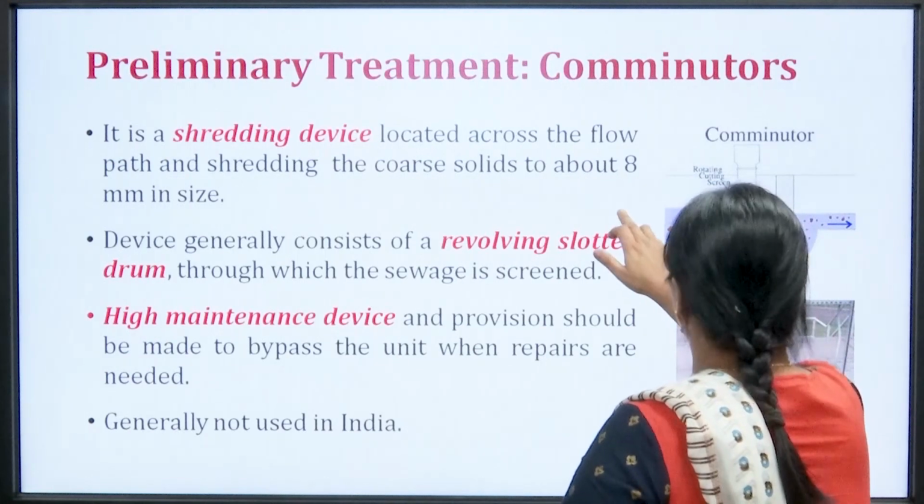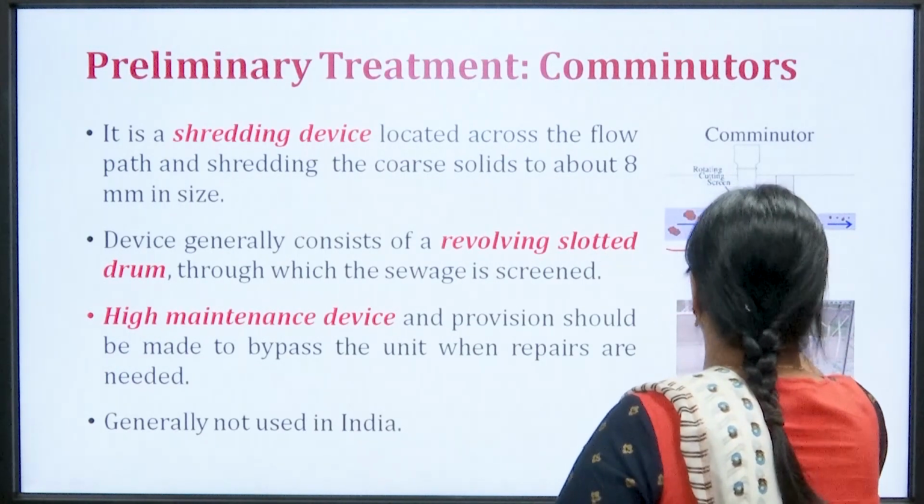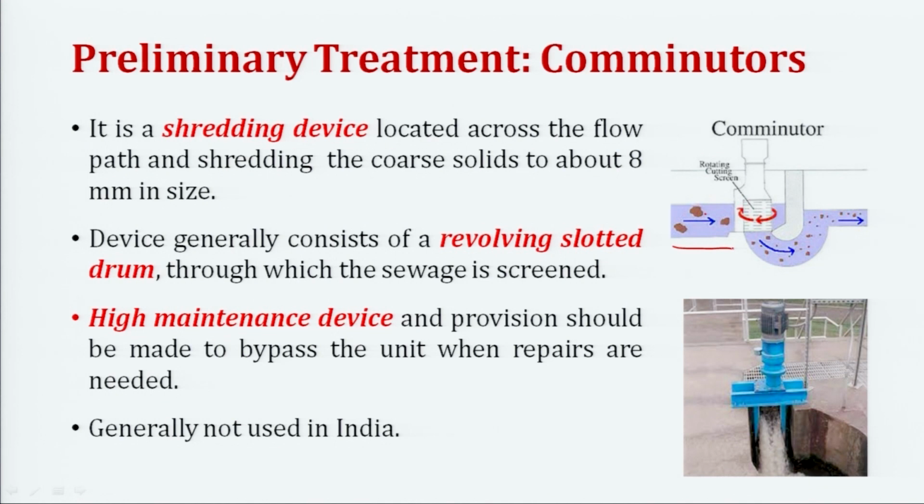All the particles are going to go inside. It is a rotating cutting machine, so it is going to shred everything into smaller particles like this. This is how it looks generally. The water will go inside, it is going to cut it into smaller pieces, and then go outside. The device generally consists of a revolving slotted drum through which the sewage is screened.